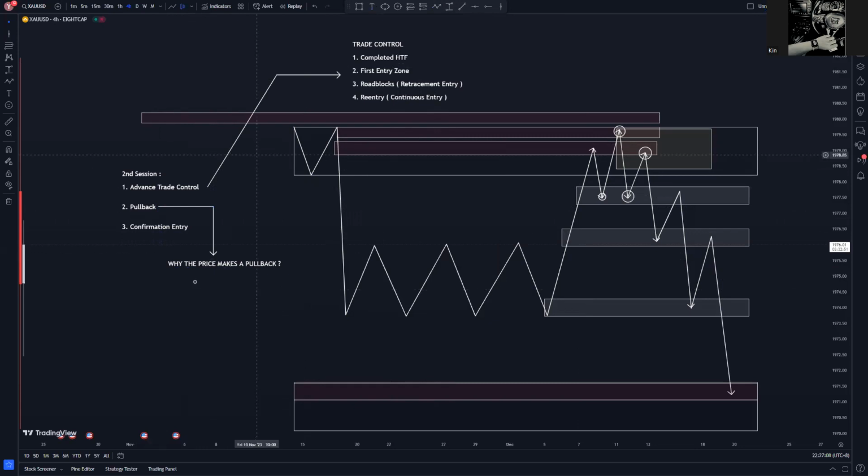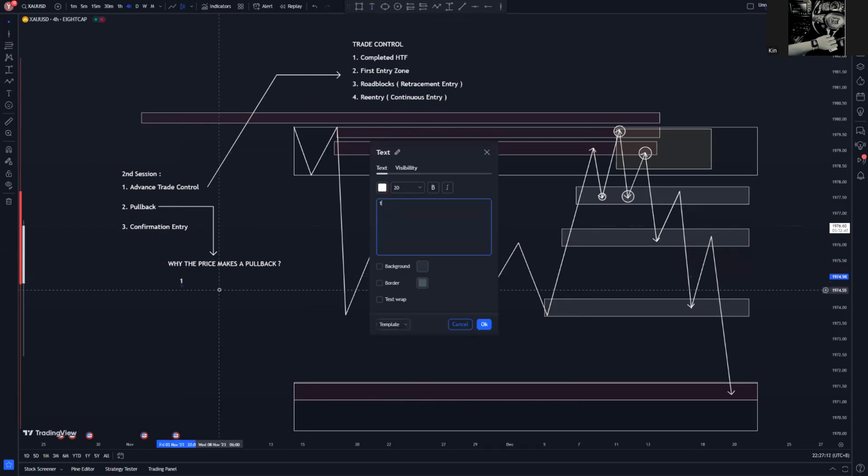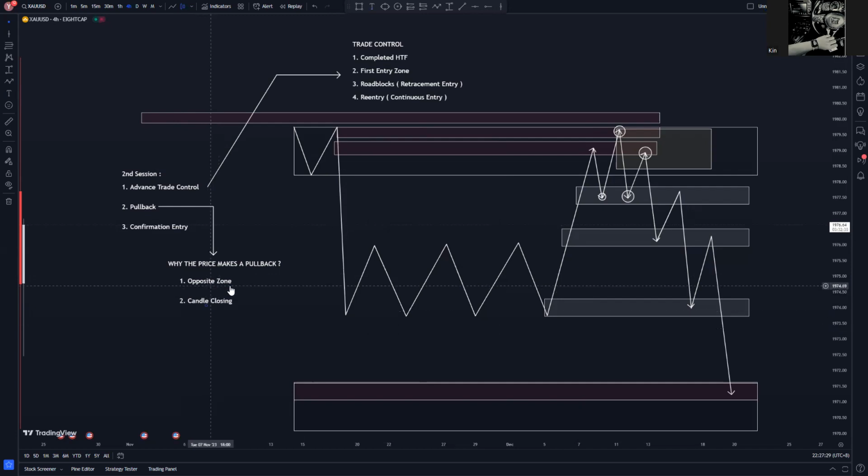So the reason why the price makes a pullback, number one, is because of the opposite zone. The second one is because of the candle closing, all right? So for now, for the opposite zone, how it looks and how it works.